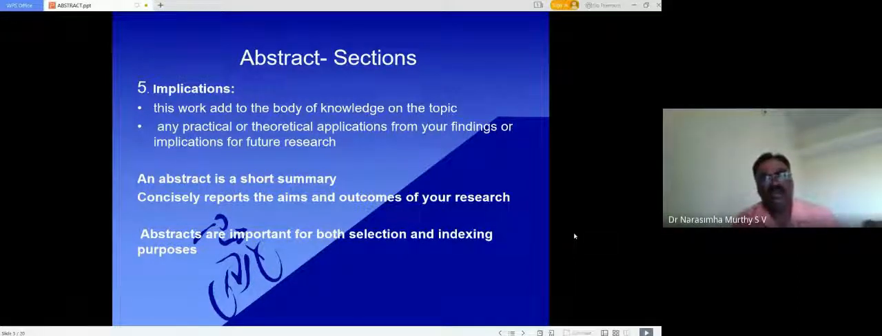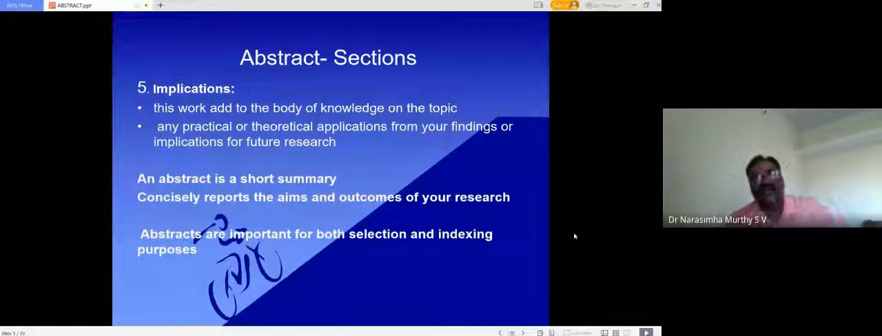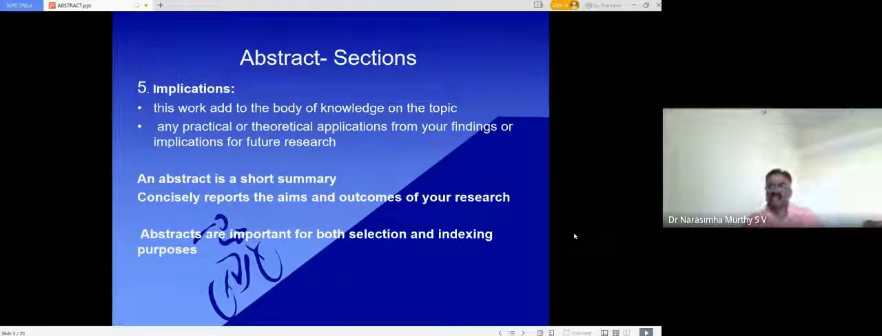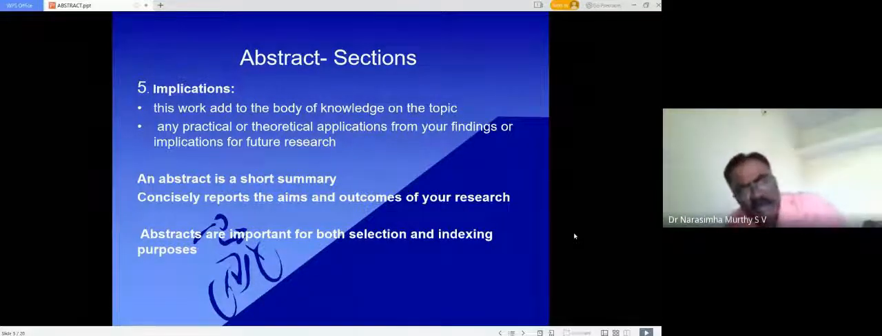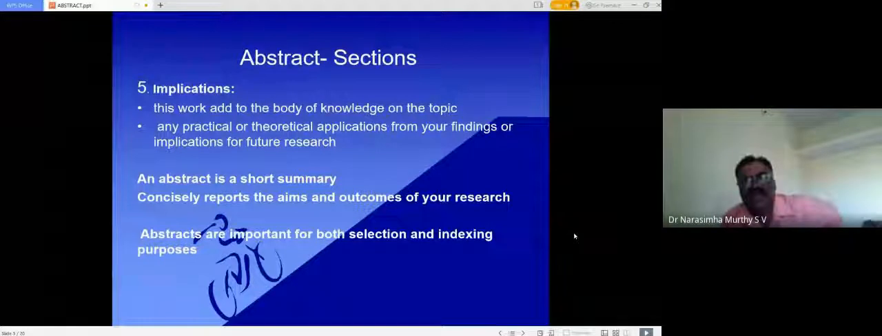How will it merge very comfortably with the available knowledge, so that you have to. And also, you should talk about any practical or theoretical applications from your findings or implications for future research. If you remember, most of our PhD students will have a separate segment for this future research.